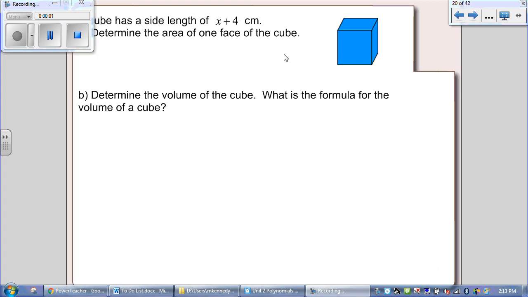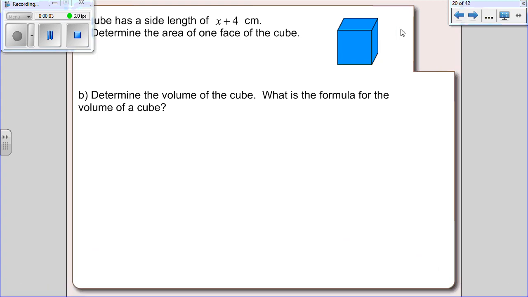A lot of review just in context of word problems. So the first question here says a cube has a side length of x plus 4. Things we know about cubes: when you have a cube, it means that all sides are the same. So this is x plus 4, and this is x plus 4, and this is x plus 4. All sides are x plus 4 if it's a cube.